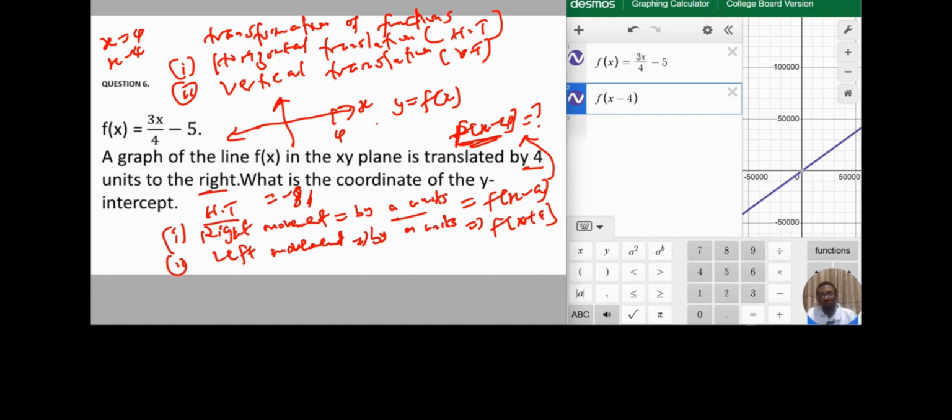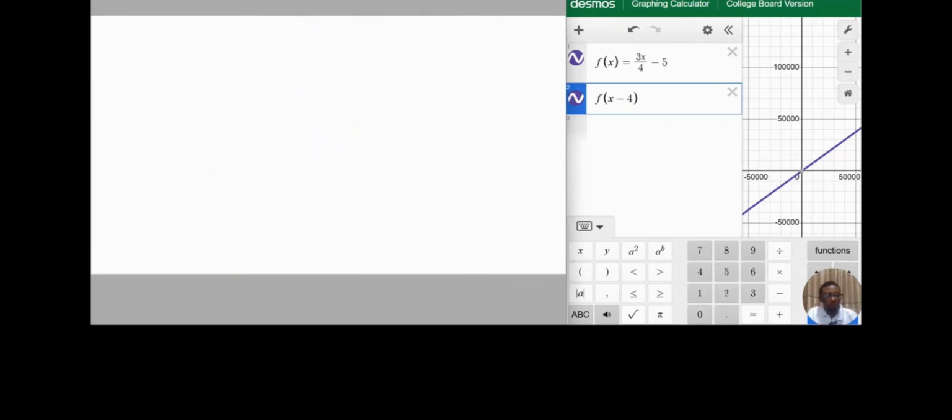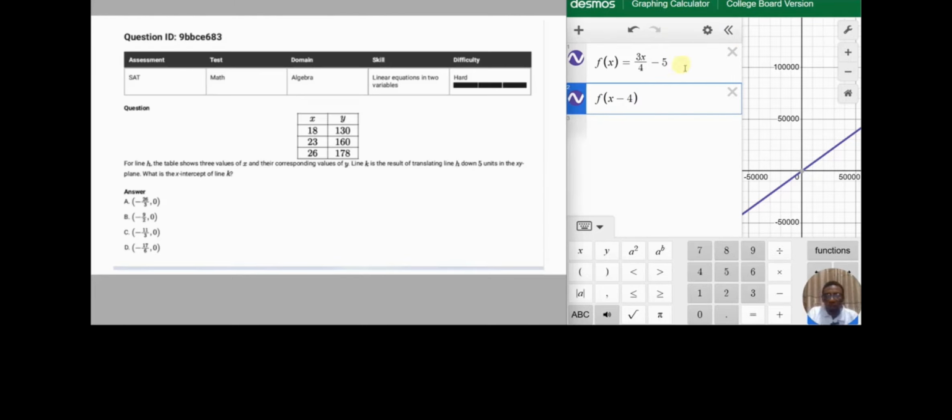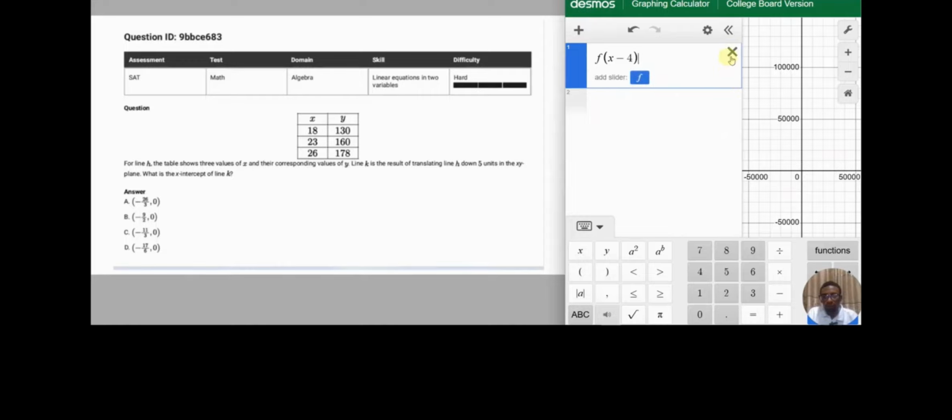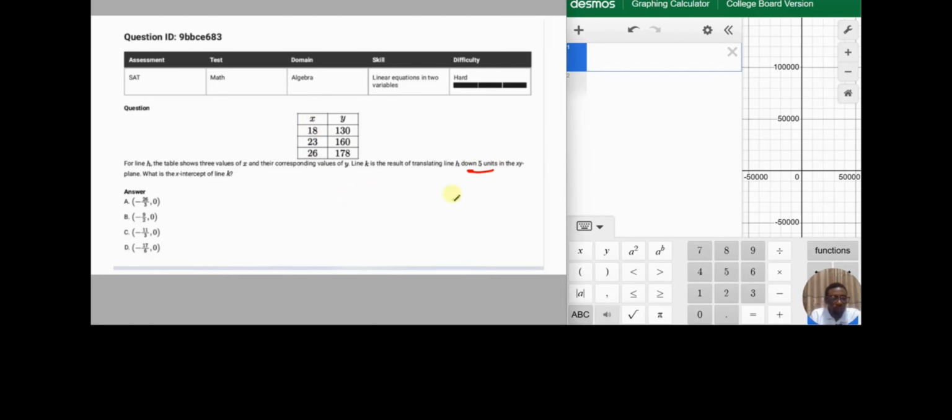Let's go to the next example. Look at the question here. The question is talking about vertical translation, vertical translation down by 5 units.